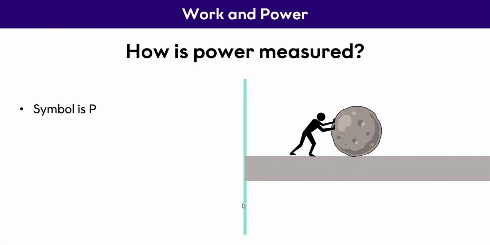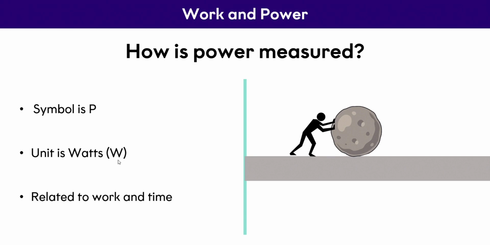So how is power measured? Well, the symbol for power is the letter P. And the unit for power is watts, which can be summarized as this W here. So don't get confused between the W in physics equations, which is work, and the W as a unit, which is watts. And power is related to work and time.